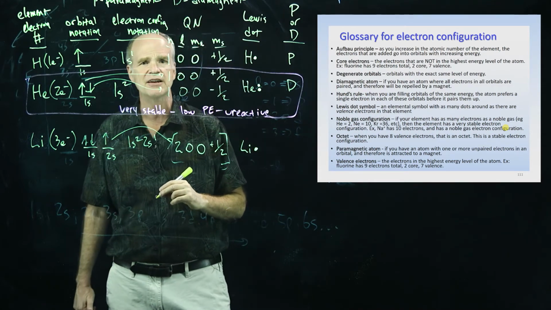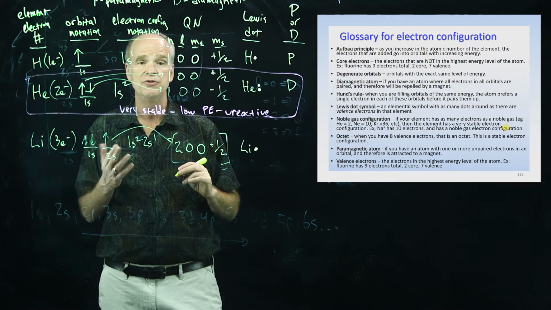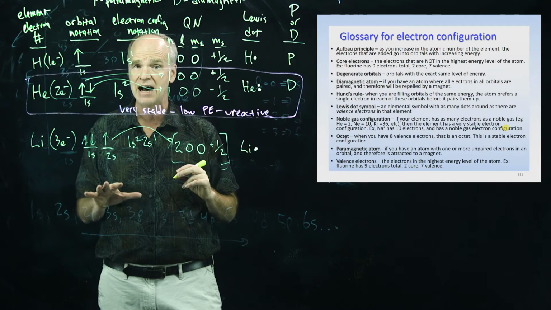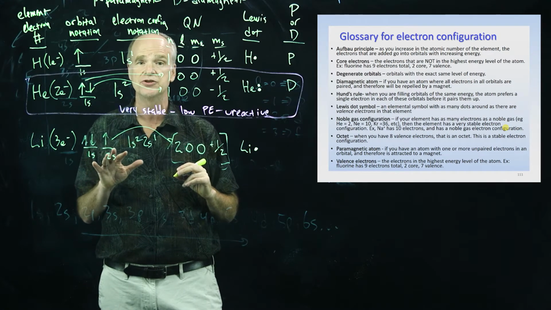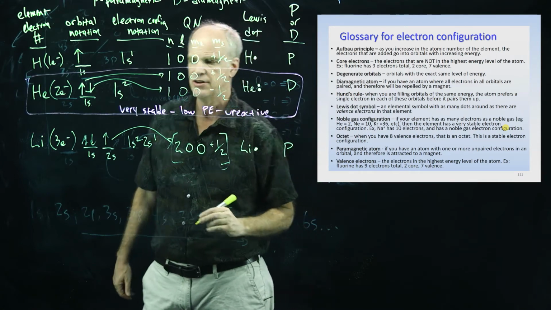Now, is it paramagnetic or diamagnetic? Well, here is a situation where we do have an orbital that has only 1 electron in it. And so that would allow that element, lithium, to be attracted to magnetic fields. So it should be paramagnetic. Okay, the next one is beryllium.